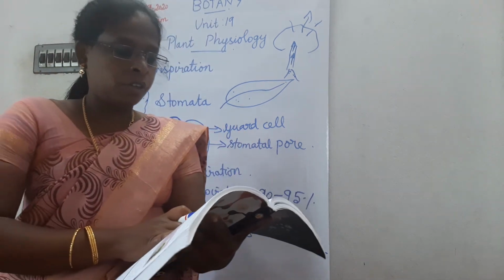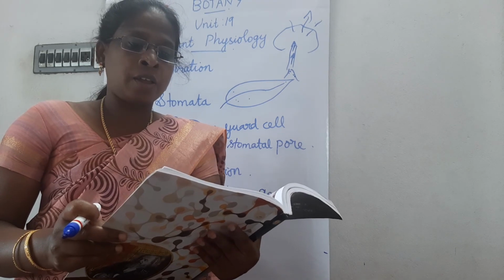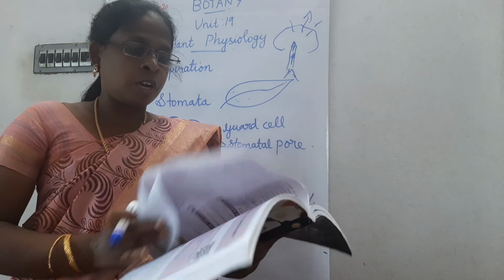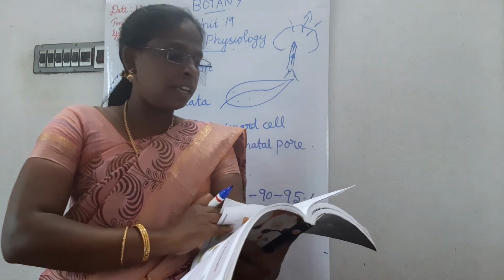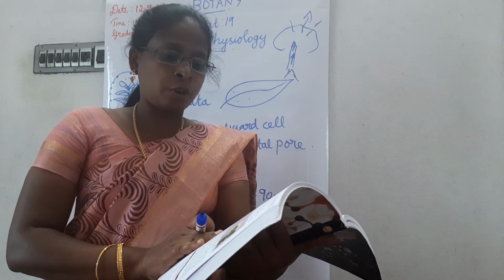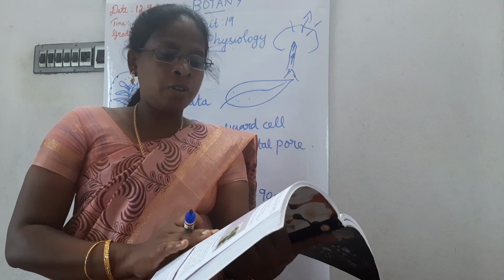So, you have marked all the questions. Students, today's homework is, you can learn the detailed question second one, how will you differentiate the different types of transpiration? And you can practice the structure of stomata, that diagram. That is the homework for you.